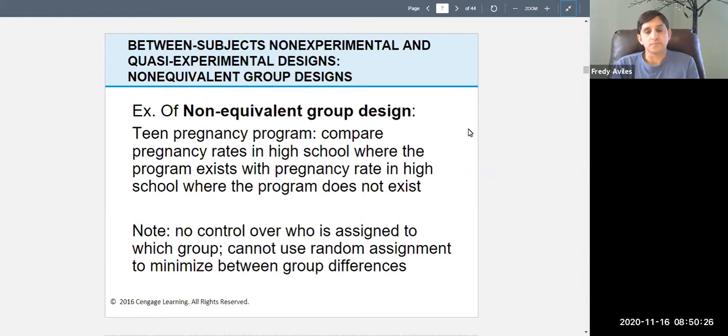You have no control, right? There are problems. You have no control over who's assigned to which group. You have no control over whether the people go to the school with the teen pregnancy program or the one without it. You don't get to decide that, okay? It's not a true experiment. You don't get to pick who goes in the treatment group or who goes in the control group, right? You don't have control over that. You cannot use random assignment. You cannot minimize the between group differences. You have no control over this stuff. It's not a real experiment. There's lots of problems, but you can still compare the groups.